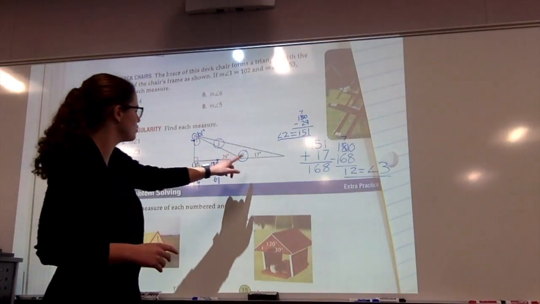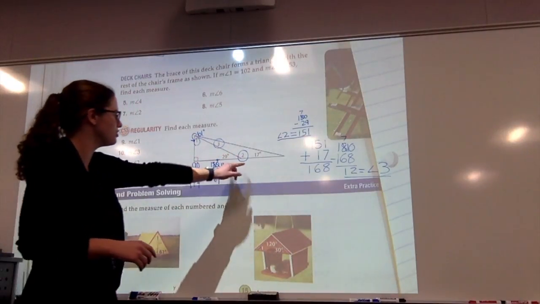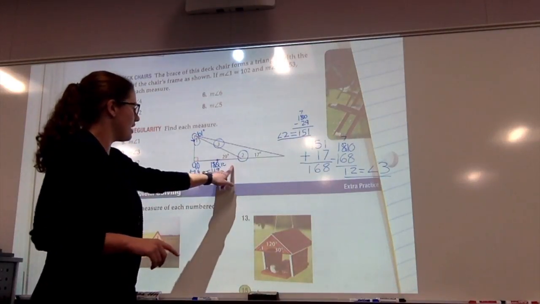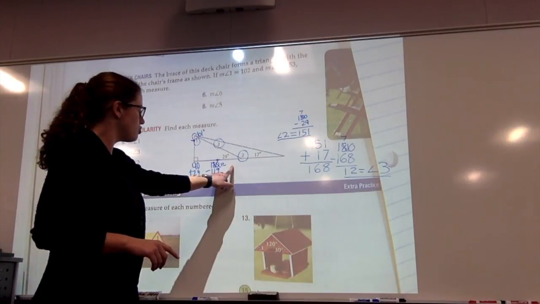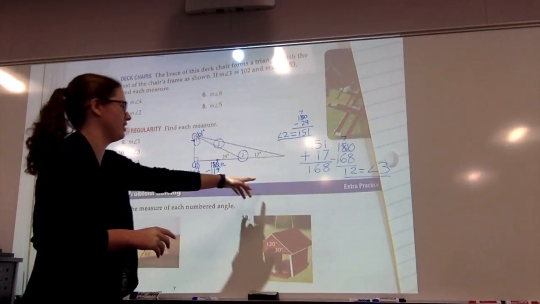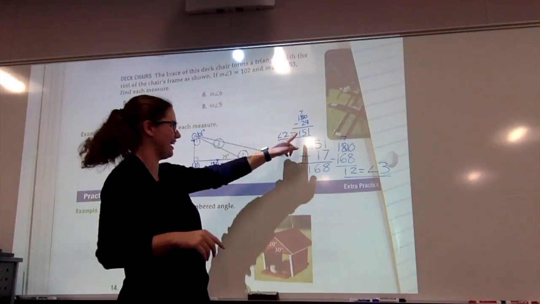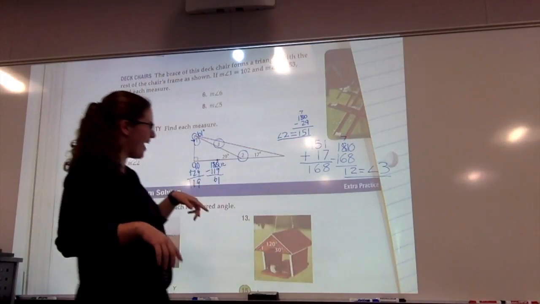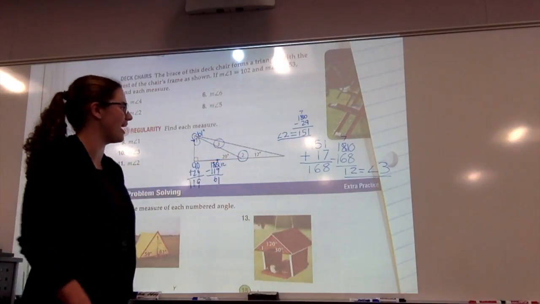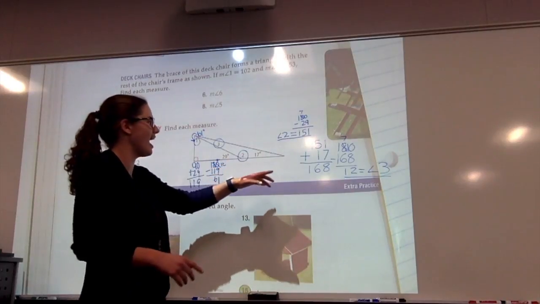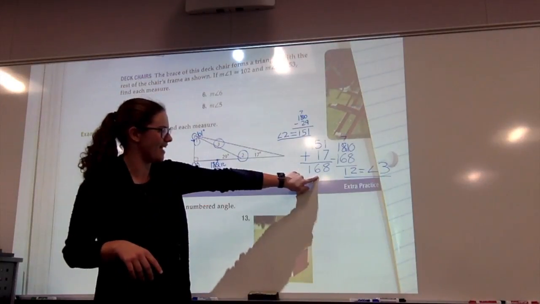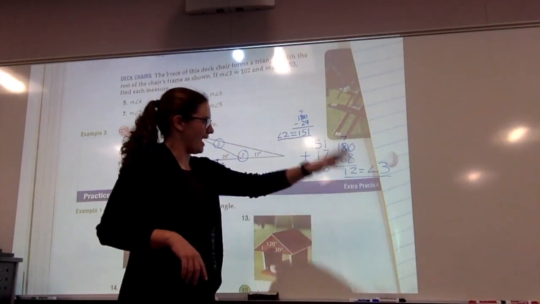So for angle 2 and angle 3, for angle 2 you're going to add angle 2 plus 29 equals 180, and then you're going to subtract 29, and that's going to get you 151. And then you're going to add 151 plus the 17 that was already here, and then you're going to subtract that from 180, and then you get 168. 180 minus 168 is this.